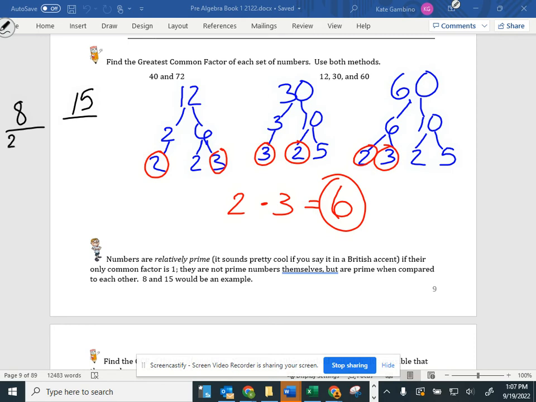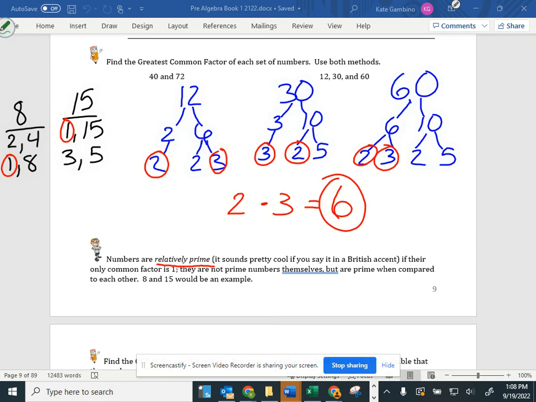When we list out our factor buddies, we can see that the only number that they share in common is their 1. So they are relatively prime because the only factor they share is a 1. So 8 is not a prime, 15 is not a prime. We can break them down. But the only factor they share is a 1, so they are called relatively prime.